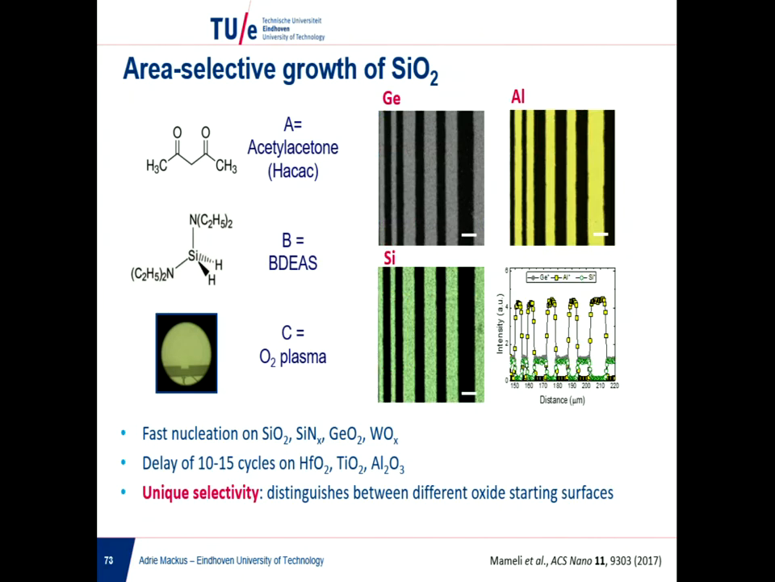So here this is a result of TOF-SIMS mapping. And what you see is that the silica has basically the same pattern as the germanium, and the aluminum is the opposite pattern. Or in other words, the silicon is present in the germanium regions and not on the alumina. So this demonstrates that we have selective deposition.